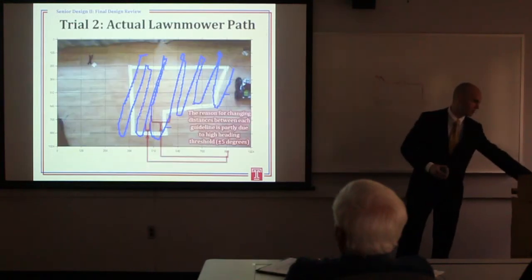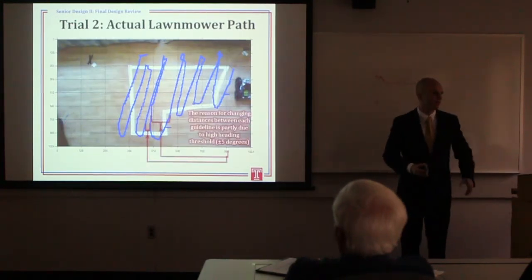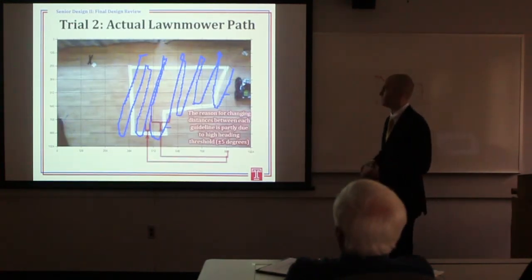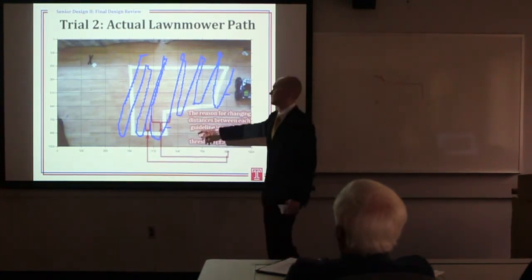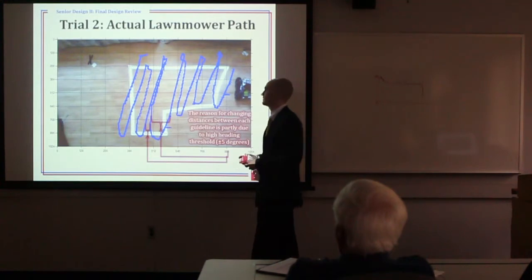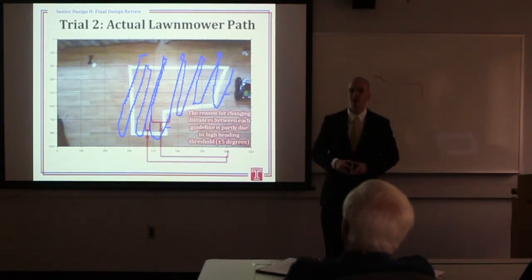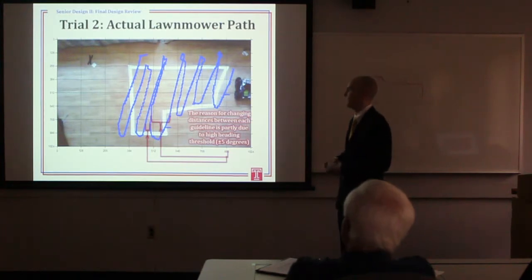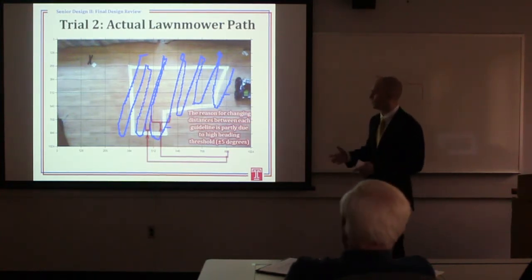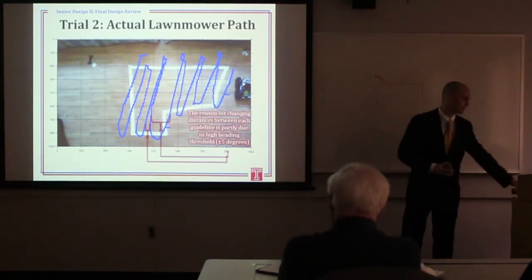From there, we generated another path. This is our actual path for trial 2. And if you look here, it actually is not 50 units apart. This is due to our compass having a plus-minus 5-degree tolerance, so as it was turning, it went over or undershot the actual turn.